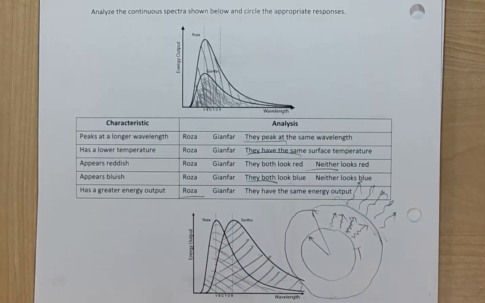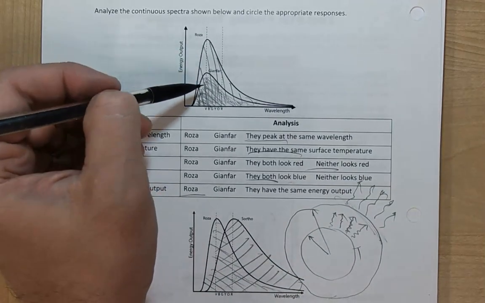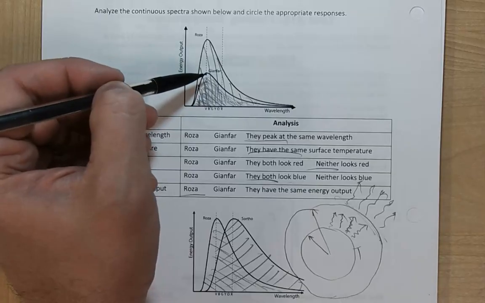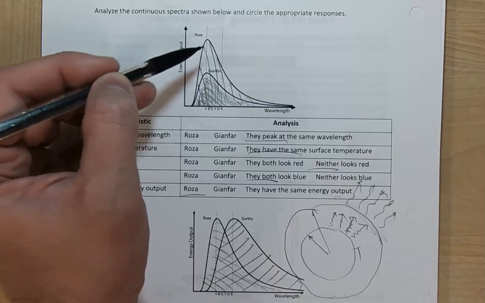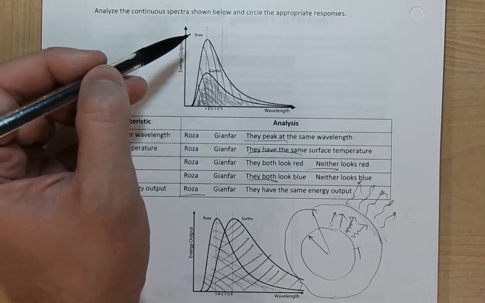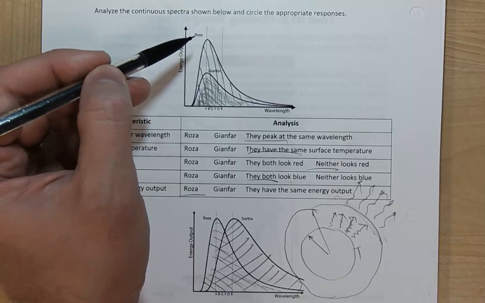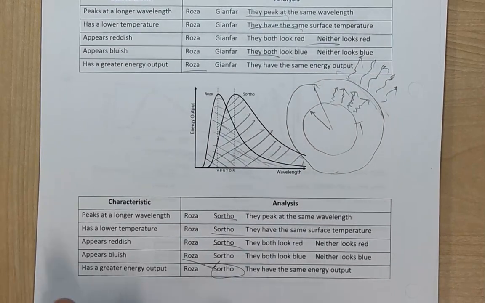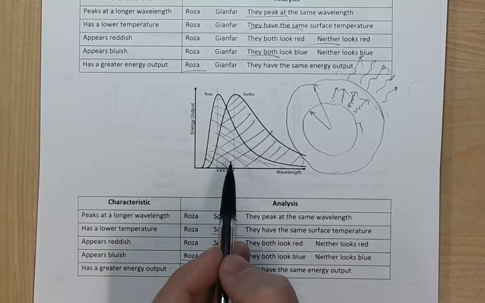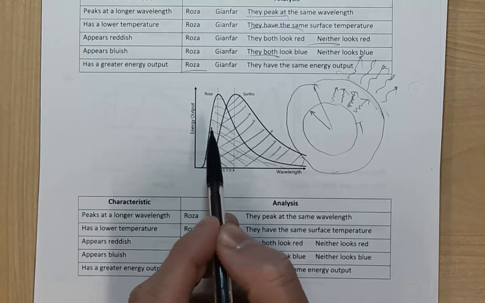So how is it possible that Rosa is giving off more light per second than Gianfar, even though they have the same temperature? Rosa must be larger. Rosa must have a larger radius, a larger surface, to let more light out. How can it be that Sortho has a lot higher luminosity? I mean, this area looks considerably larger than the area under Rosa.